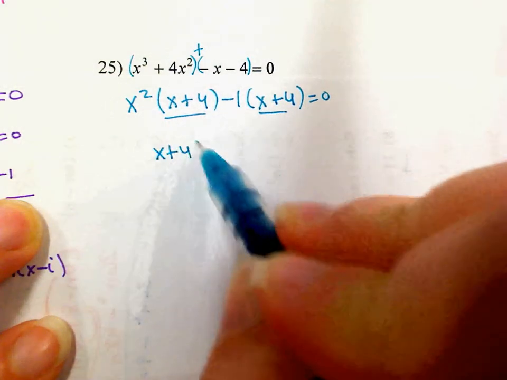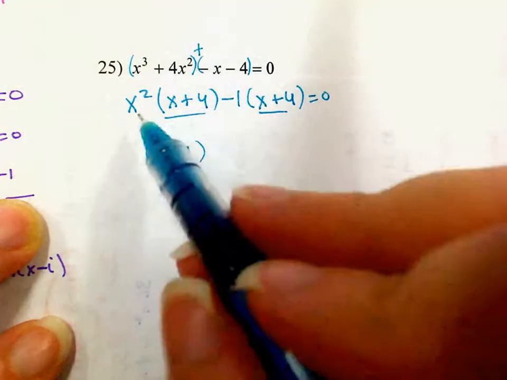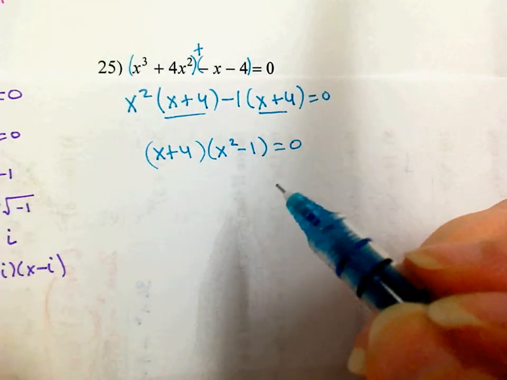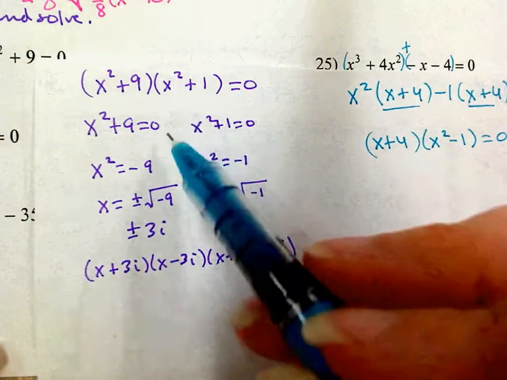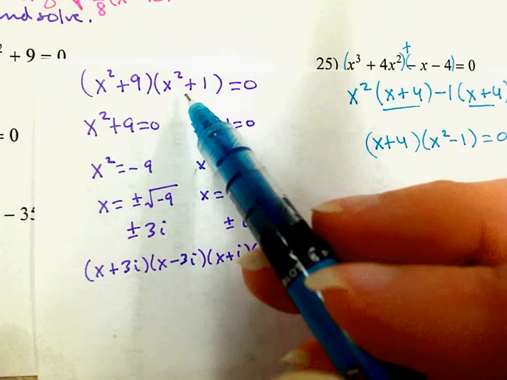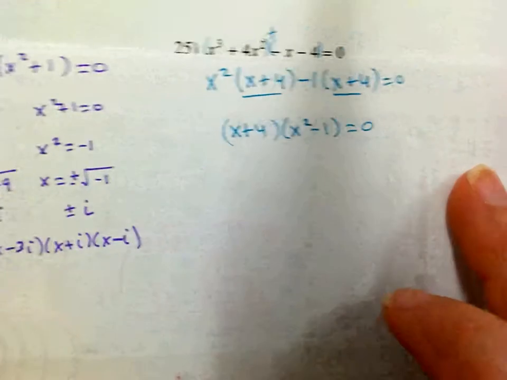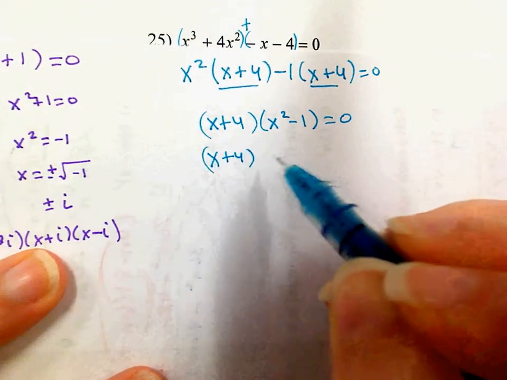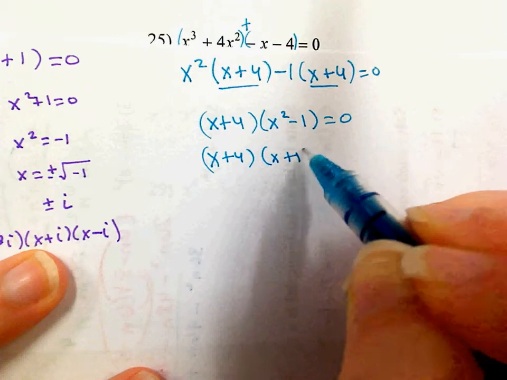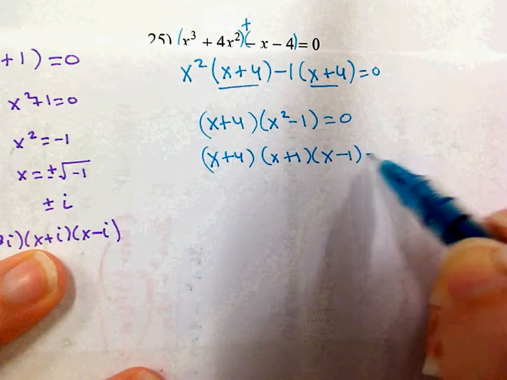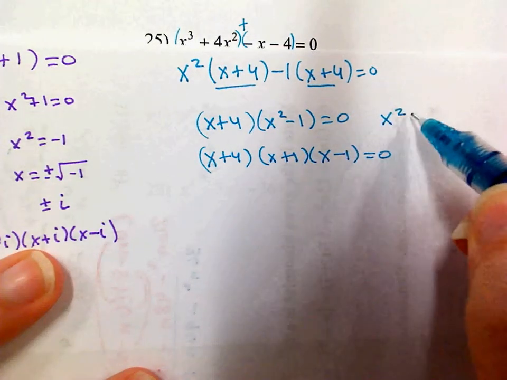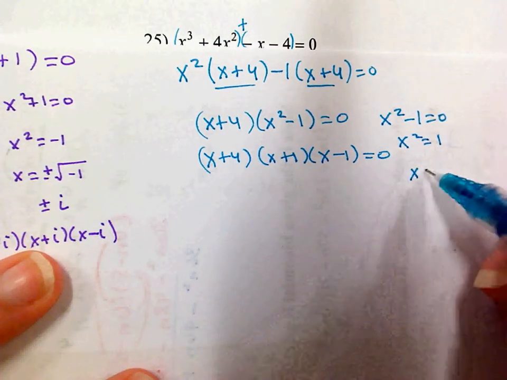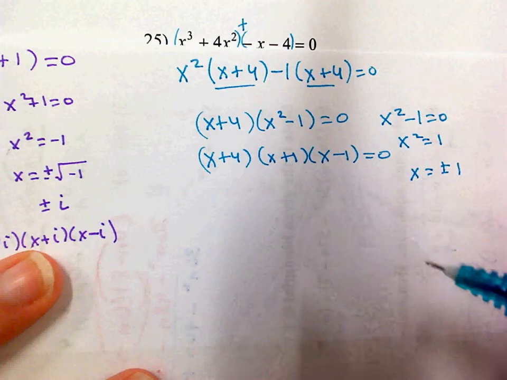Okay. Now, these didn't factor in the normal sense because it was not a difference of perfect squares, it was a sum of perfect squares. This is the difference of perfect squares. They do factor. So this is x plus 4, and x plus 1, and x minus 1. If you were unsure, take it out to the side and solve. X squared minus 1. X squared equals 1. X equals plus or minus 1. So plus 1, minus 1. Okay. So my answers are -4, -1, +1. Okay. Let's do 26.